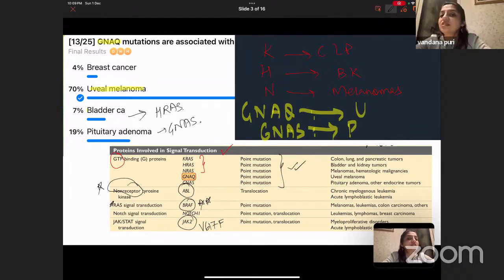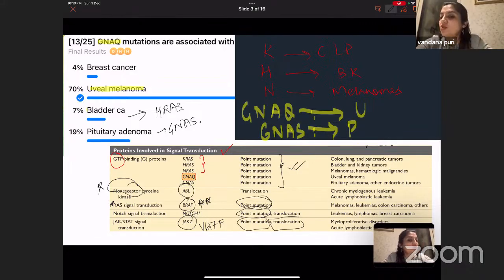So these are the proto-oncogenes which change into oncogenes. All of them, most commonly signal transduction proteins, undergo point mutation, whether it is BRAF, whether it is Notch, or whether it is JAK2. But JAK2 also undergoes translocation. That is one thing that you have to remember.